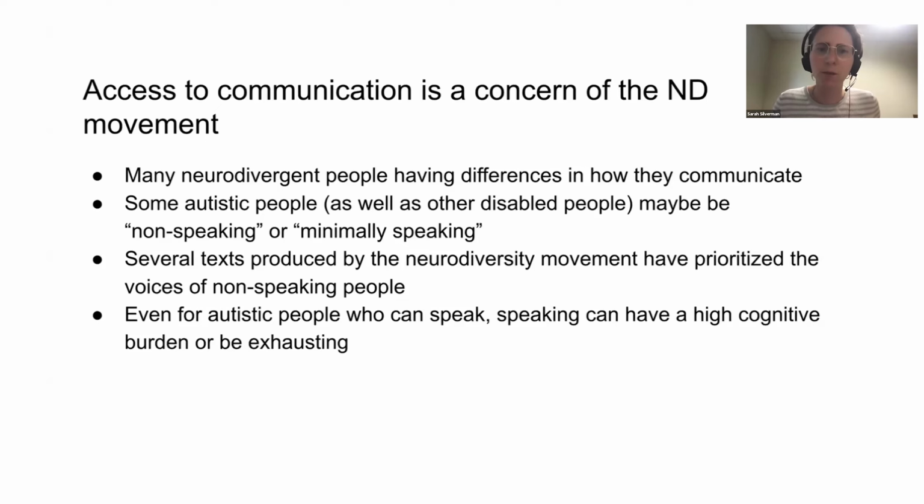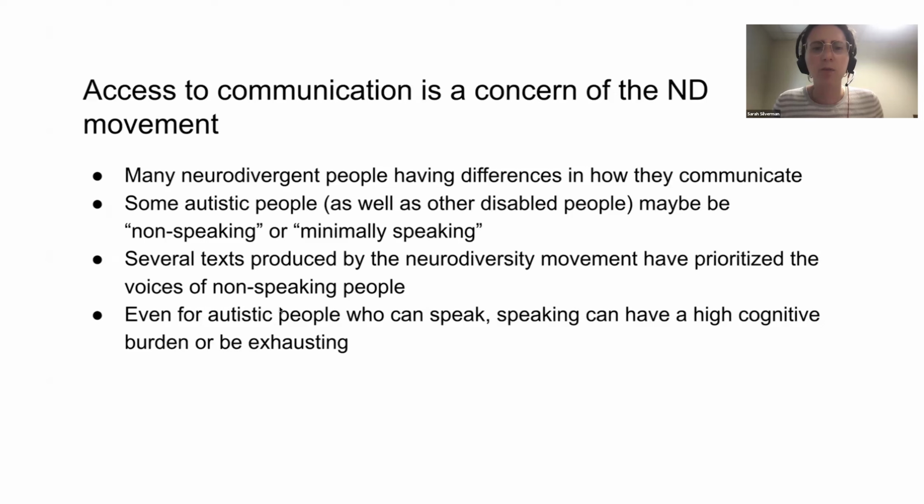Many neurodivergent people have differences in how they communicate. Some autistic people, as well as other disabled people, may be non-speaking or minimally speaking. Sorry about the typo on the slide. I'll fix it right after. Non-speaking meaning somebody is not able to speak, or minimally speaking meaning that they are sometimes able to speak, or speaking is particularly difficult for them.